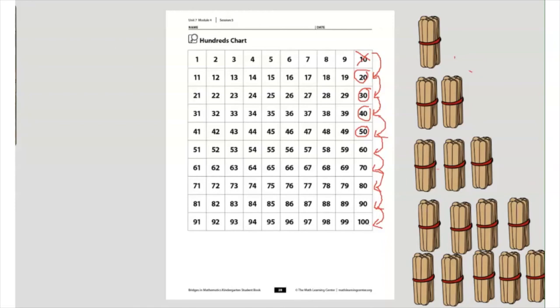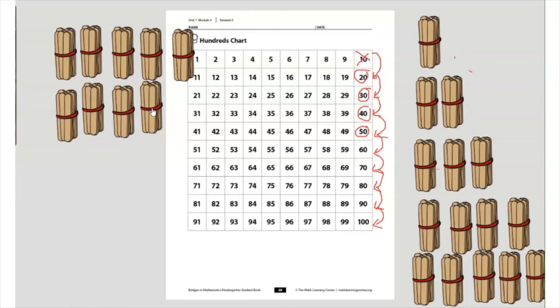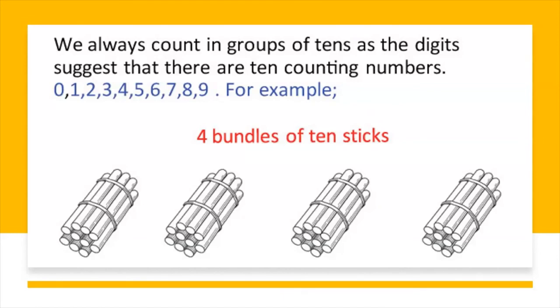Let's count and think about that. 10, 20, 30, 40, 50, 60, 70, 80, 90, 100. How many bundles of 10 did we need to make 100? That's right. We needed 10 bundles of 10. We always count in groups of 10, as the digits suggest that there are 10 counting numbers. So when we count 4 bundles of 10 sticks, it's the same as 40. 10, 20, 30, 40.